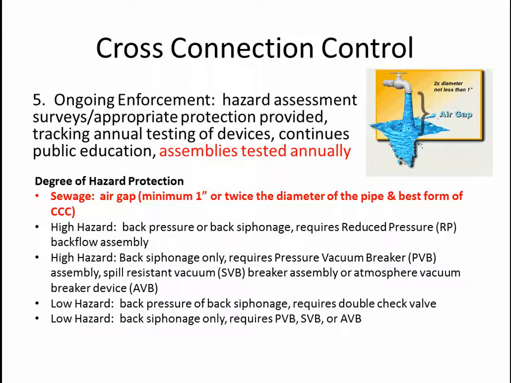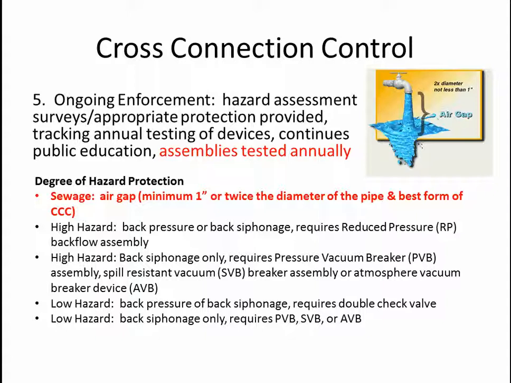The final thing that you have to have as part of your cross connection program is ongoing enforcement. This is just that everything that we've mentioned before is up to date. So your hazard assessment or surveys have been performed within the past year or so, and any appropriate protection required has been provided. It also means that you're doing your annual testing of devices, and you're tracking that, that your public education is current within the past year, and that you have any assemblies tested yearly.